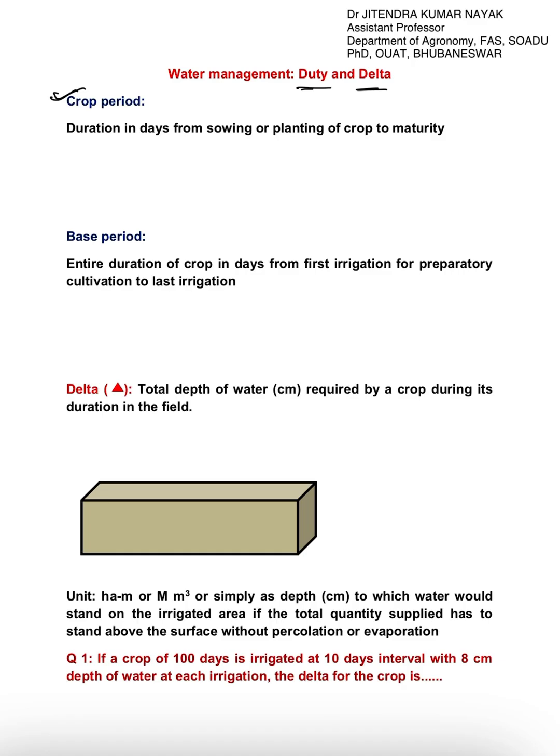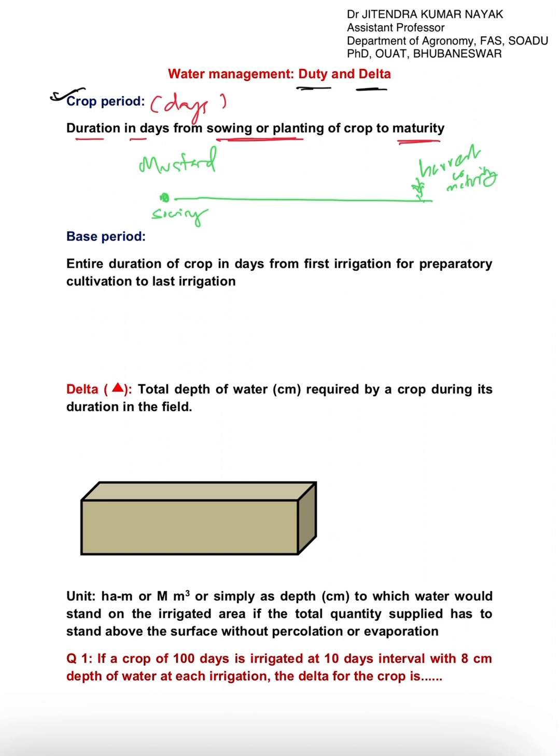Crop period is the duration in days, so it is expressed in days, from sowing or planting to maturity. Suppose it is a mustard crop. The crop period will start from the sowing date, from sowing to harvest, or we can say maturity. This is what we call the crop period.